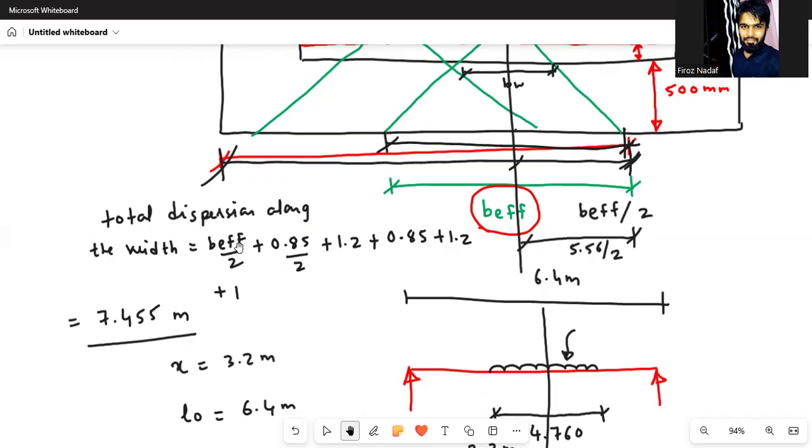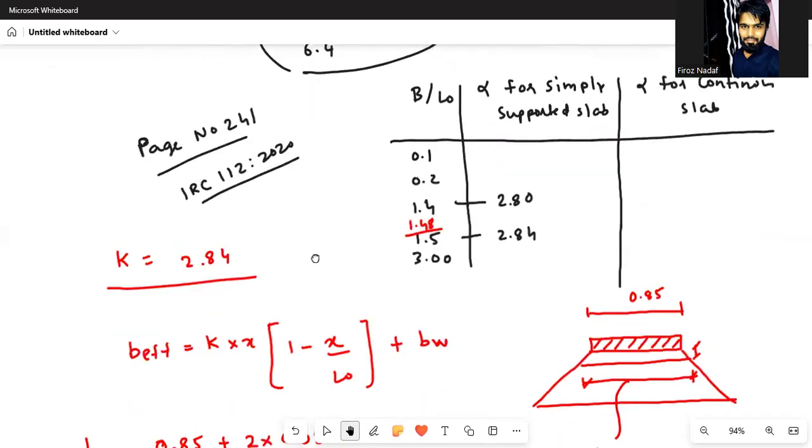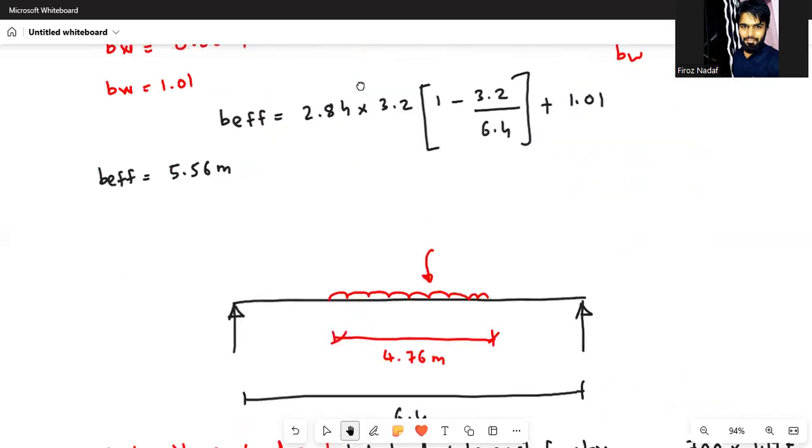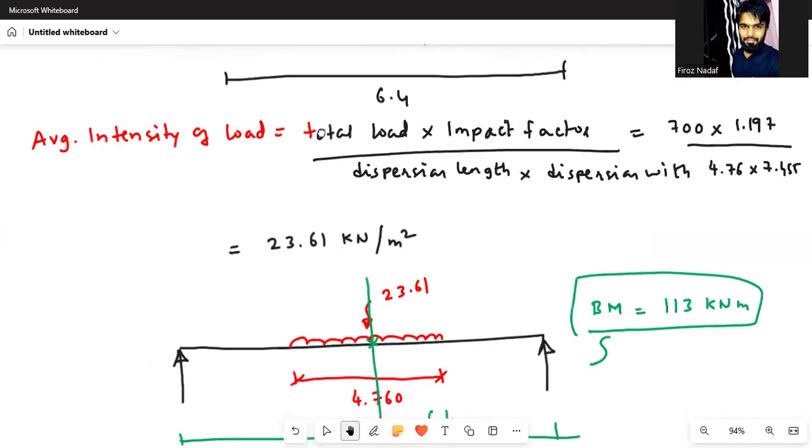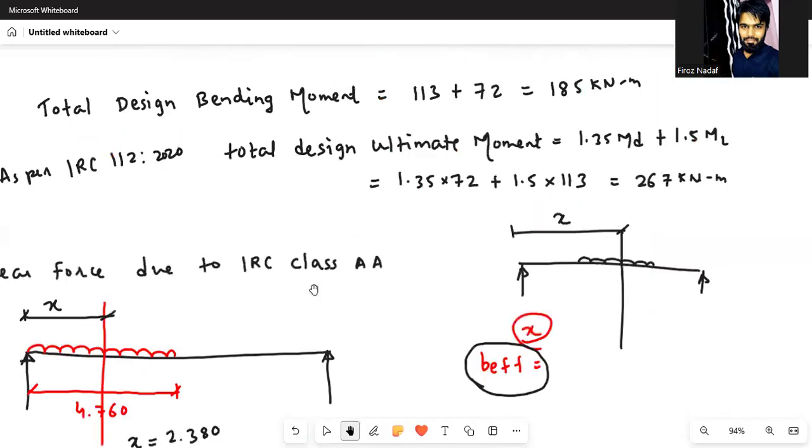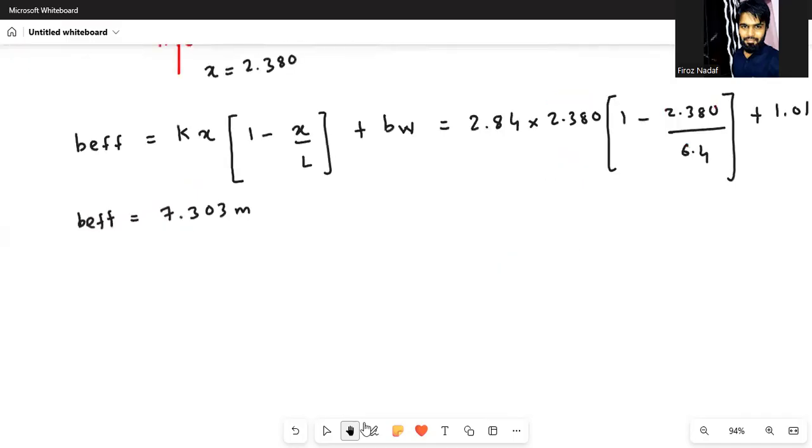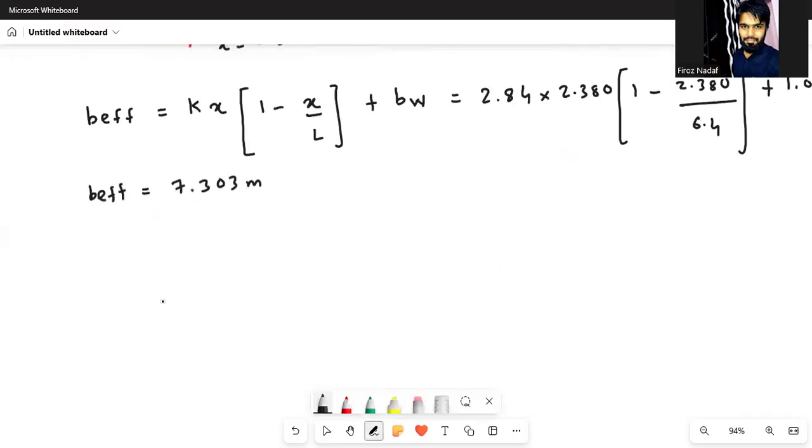B effective value will change for the shear force because for the shear force, X is different. Since X is different, B effective will be different. All the things will remain same. The total dispersion along the width again we need to find because B effective is changed.